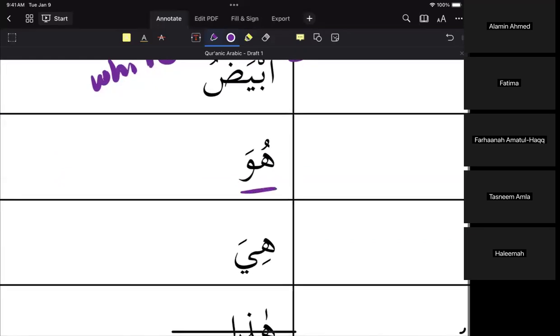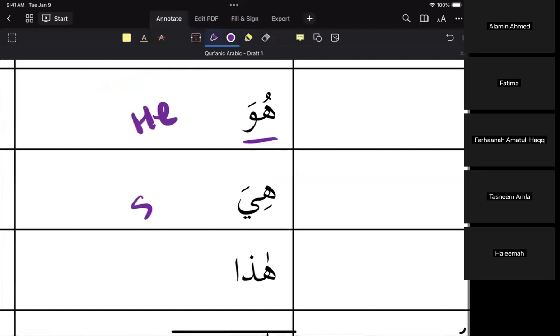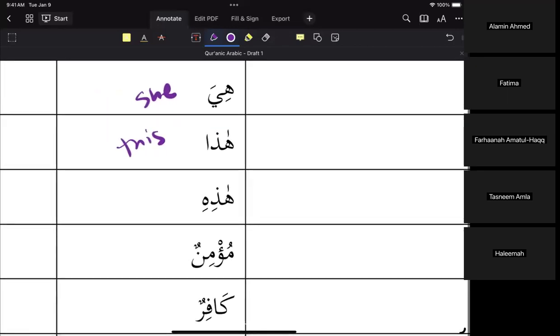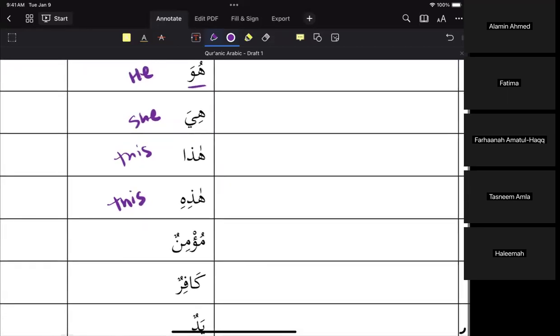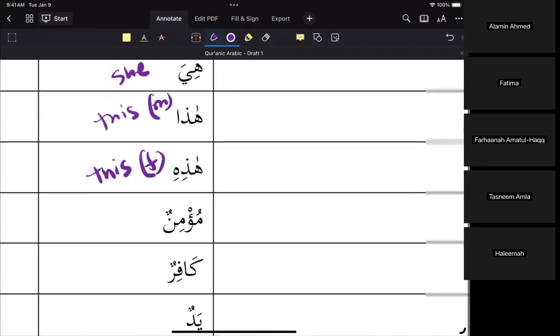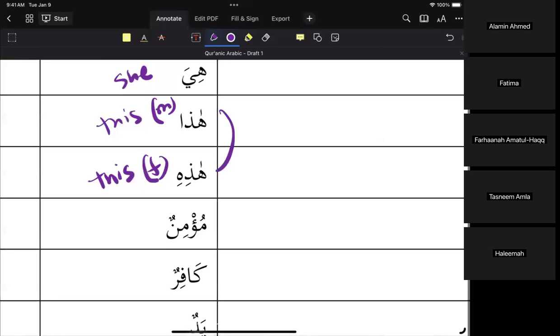Huwa is a pronoun, he, and hiya is she, and hada is this, and hadhihi is this. So here comes another tricky thing. I will talk about this one. This hada we use for masculine and hadhihi we use for feminine. We'll talk about this one. I just need to make sure you understand what these words mean. So for now, just think about both hada and hadhihi. Both of them mean this.